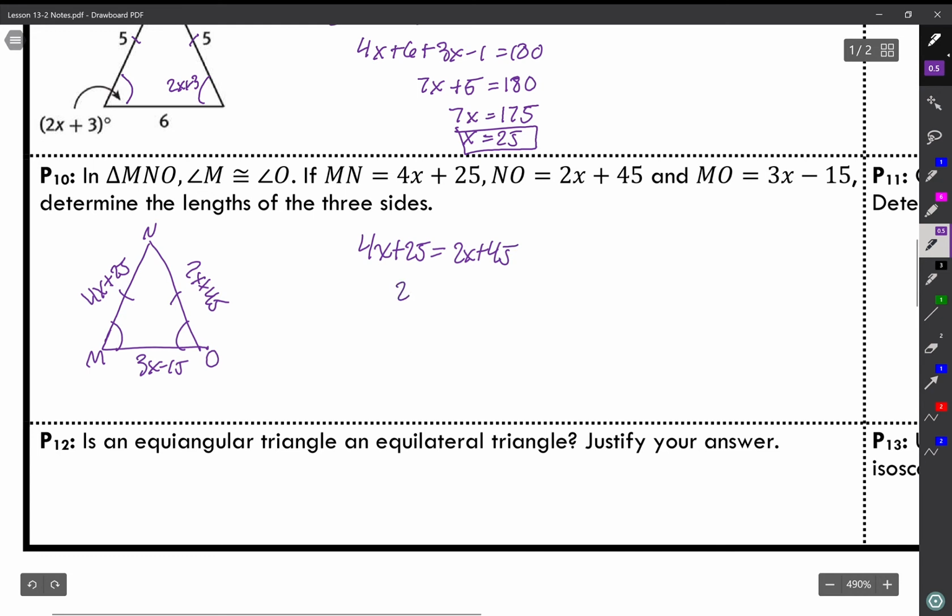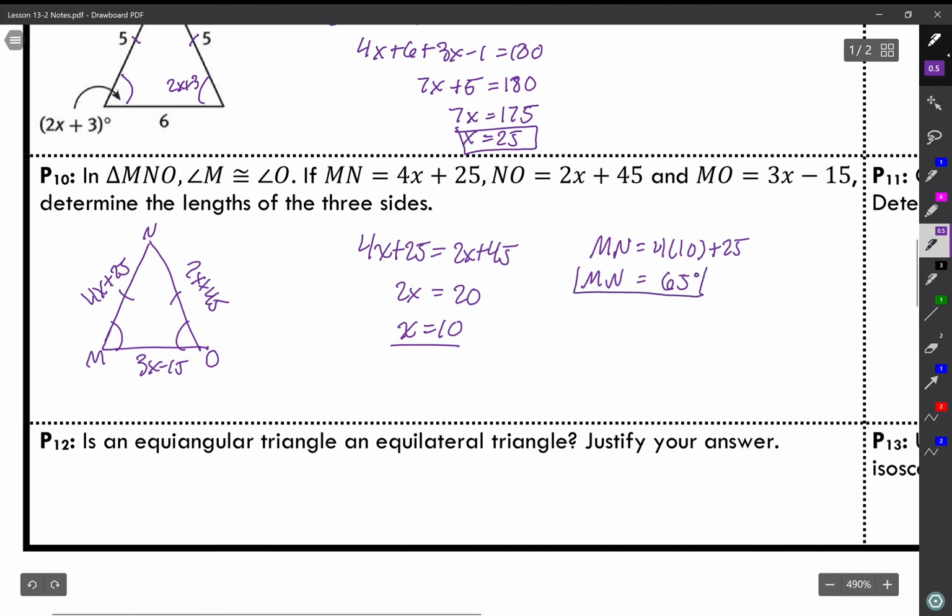Solving for this, I subtracted 2x from both sides, and I want to subtract 25 from both sides. 2x is equal to 20, so x is equal to 10. Now, let's find the three sides. So, MN: let's plug in. 4 times 10 plus 25. 40 plus 25 is equal to 65 degrees.